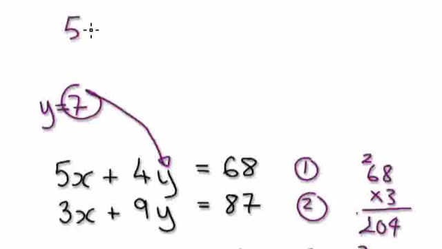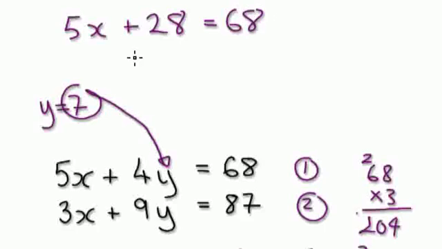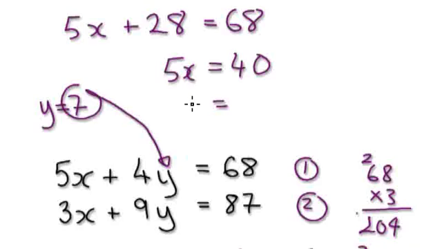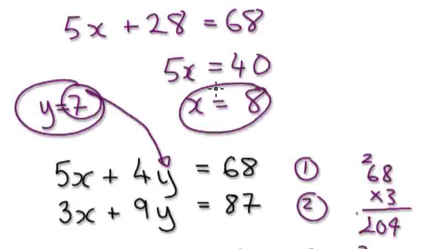So we've got 5x plus this thing here, which will be 28, because 4 times 7 is 28, equals 68. And then take away 28 from both sides. So this here will be 40. This here would be 5x, and then divide both sides by 5. So that would be x equals 8. Okay, so y equals 7, x equals 8.